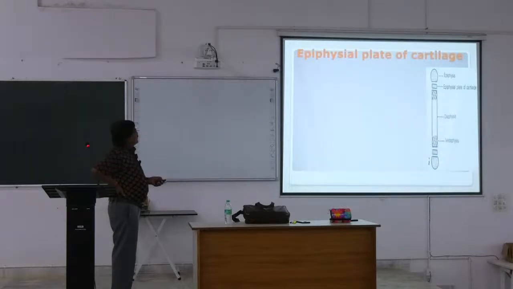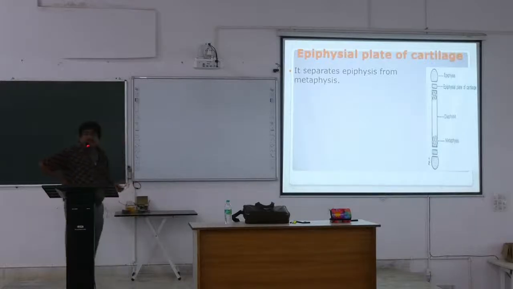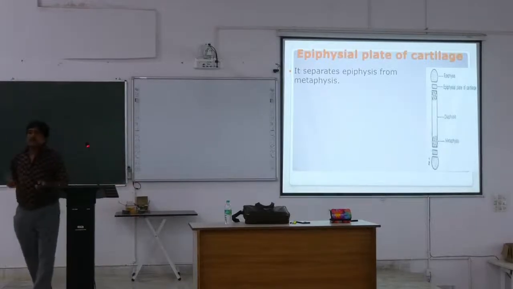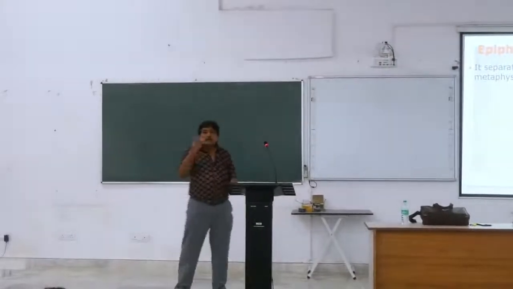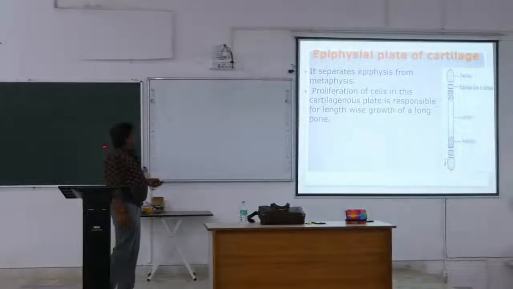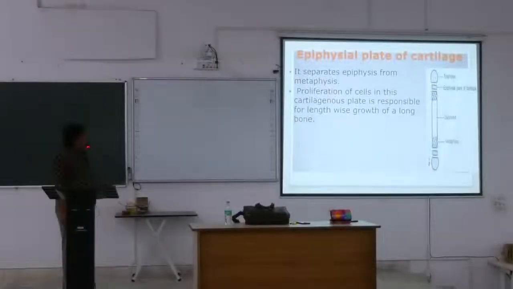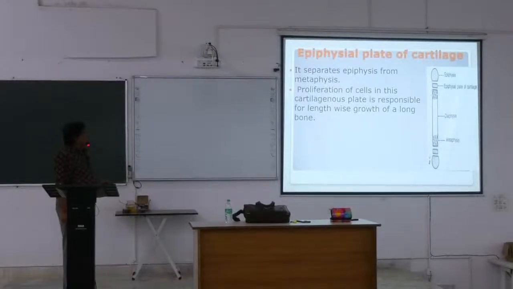The epiphyseal plate of cartilage separates the epiphysis from the metaphysis. You see the cartilage separating the epiphysis and the metaphysis. The proliferation of cells in this cartilage plate is responsible for lengthwise growth of a long bone. After the epiphyseal fusion, the bone can no longer grow in length.